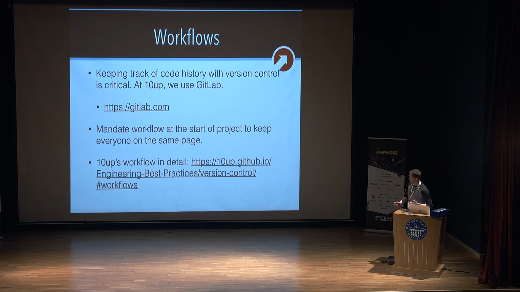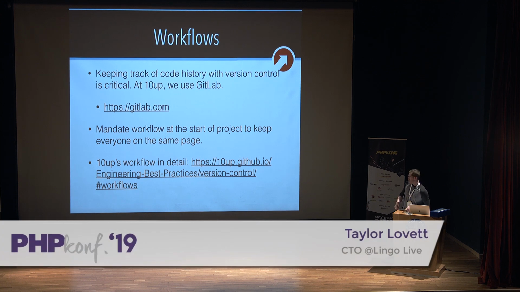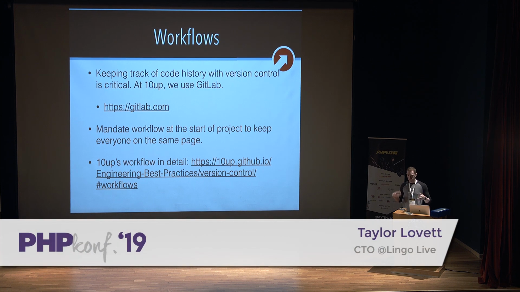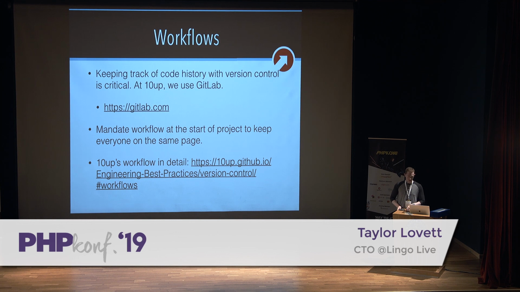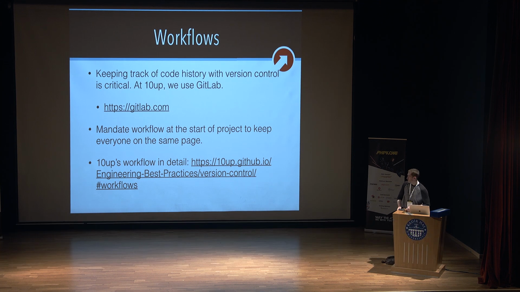At 10up, just like pretty much everywhere else, we use version control and make sure we have code history. And for that, we use GitLab. We mandate a workflow at the start of every project to keep the entire team on the same page. We have our entire workflow in detail at that link at the bottom. It is very much a Git flow-esque workflow with some slight modifications. But that is very much how we do it at 10up.